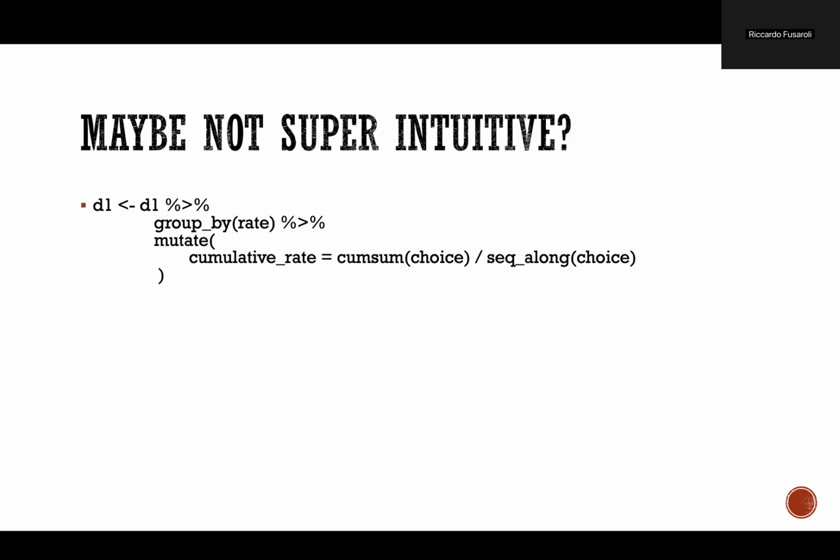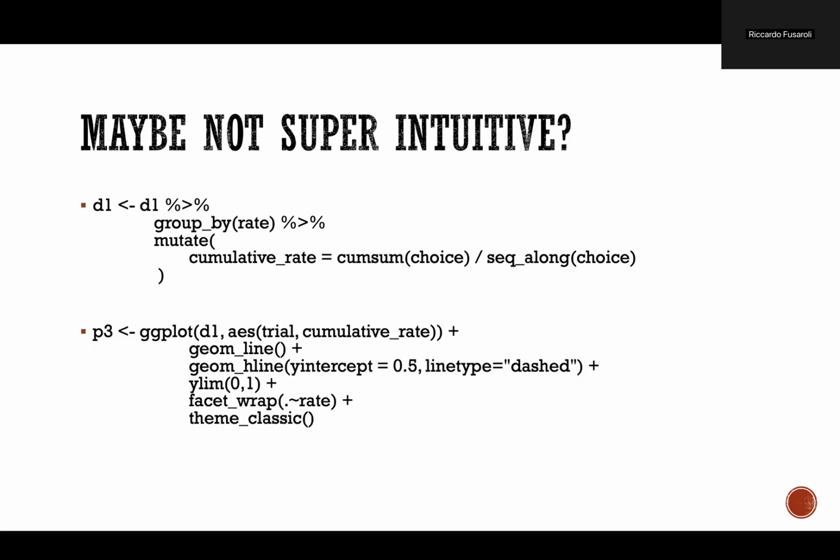And I know that's a very bad pipe. It should be the new R pipe. I didn't get around to fixing the course notes, and then I didn't fix this. Then we do the plot as before. Trial is on the x-axis, cumulative rate is on the y-axis. We use a geom line, and then we add, just for reference, a line at 0.5.